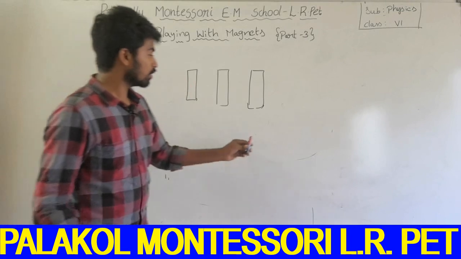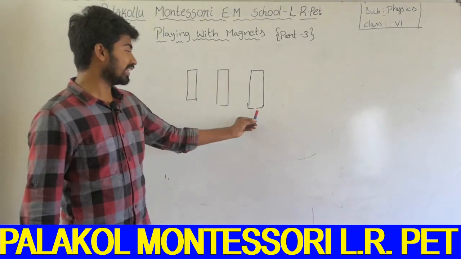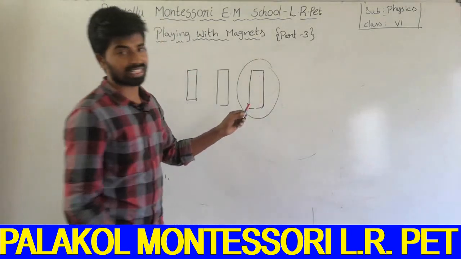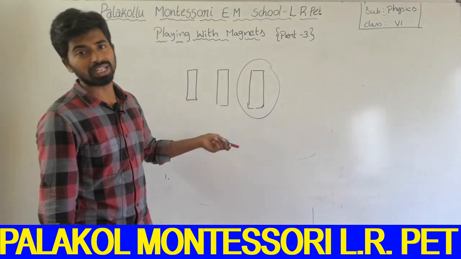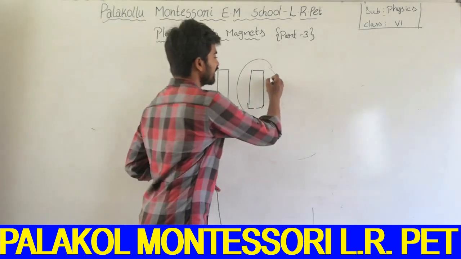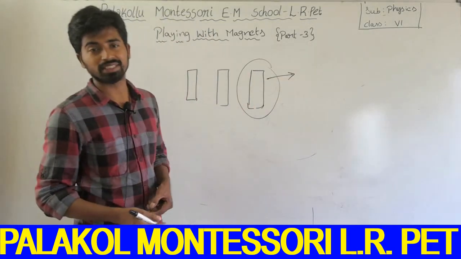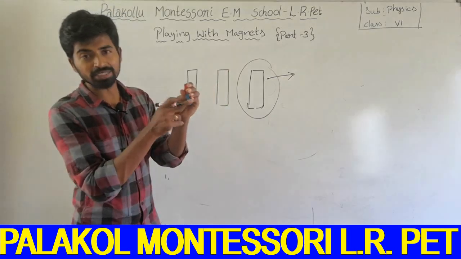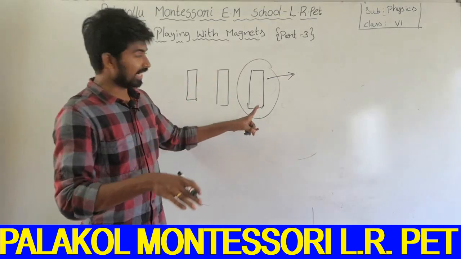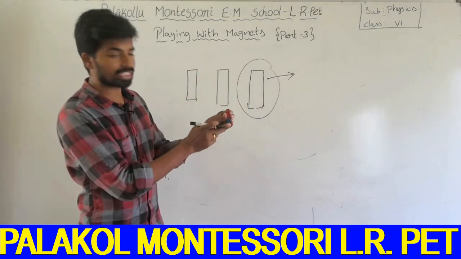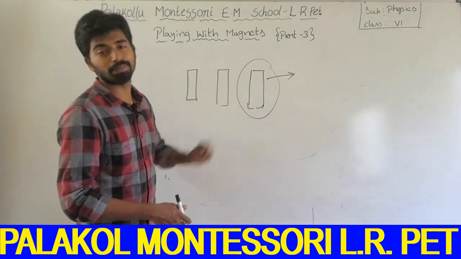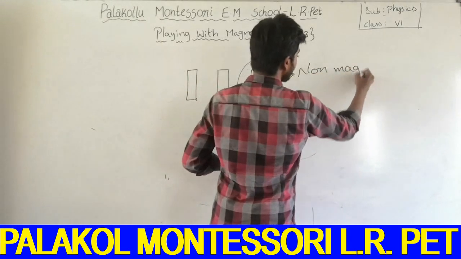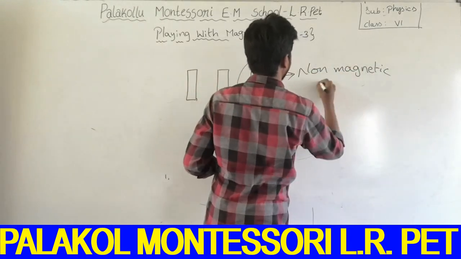I have considered a magnet, and I placed this magnet near this object. This object is not attracted by this magnet. It is neither attracted nor repelled. If it were a magnetic substance, it would be attracted by this magnet. If it were a magnet, it would be either attracted or repelled. It is neither, so it is a non-magnetic substance.